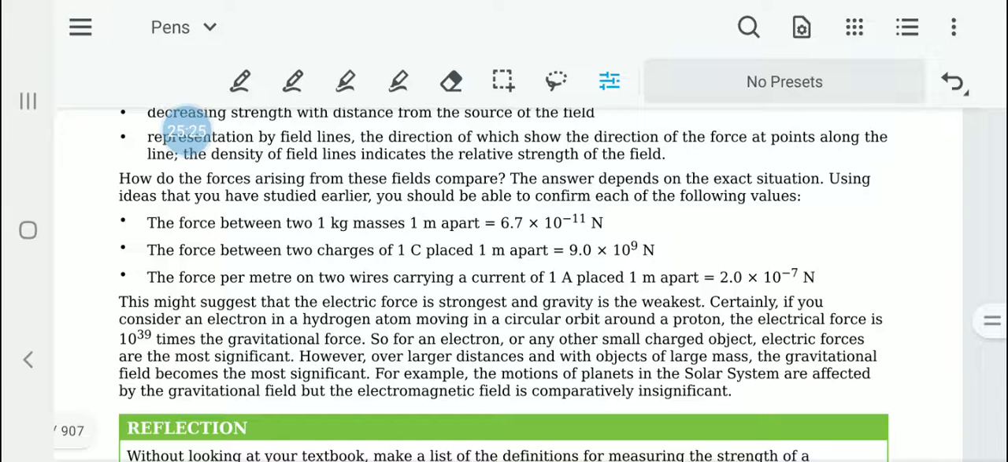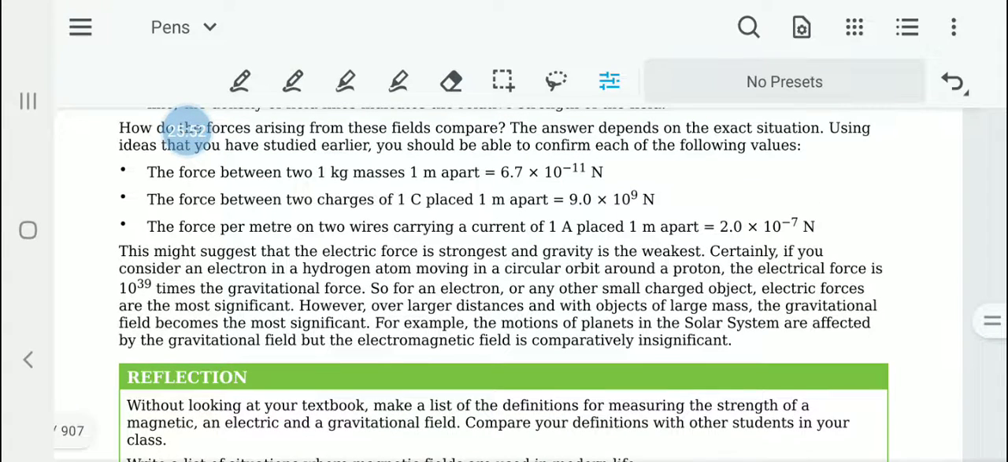Then if there is a charge of 1 coulomb placed 1 meter away from another charge of 1 coulomb, then there would be a force of 9 into 10 to the power 9 newtons. That is a huge force. Then the force per meter on 2 wires carrying a current of 1 ampere placed 1 meter apart is going to be 2 into 10 to the power minus 7 newtons.